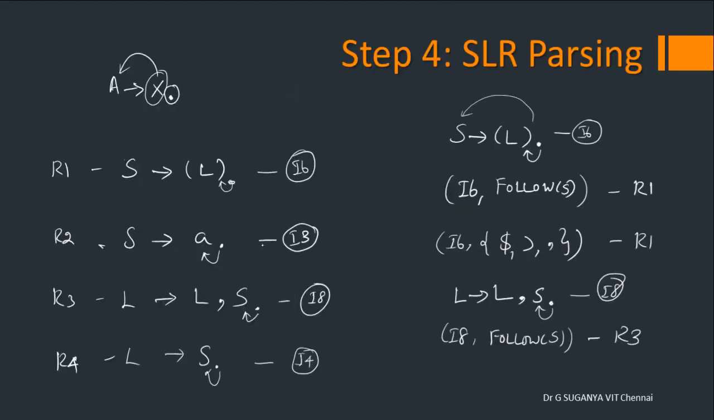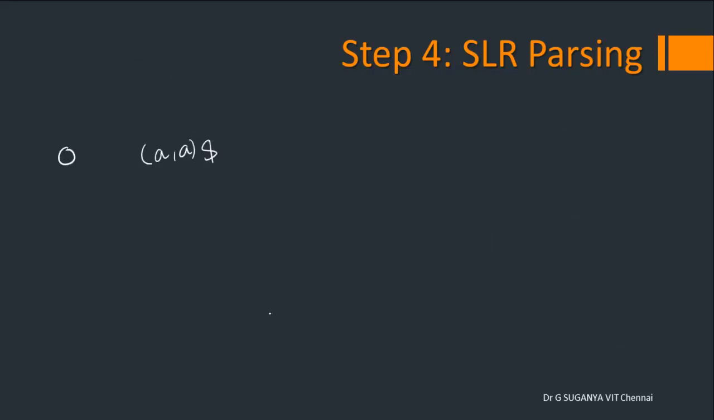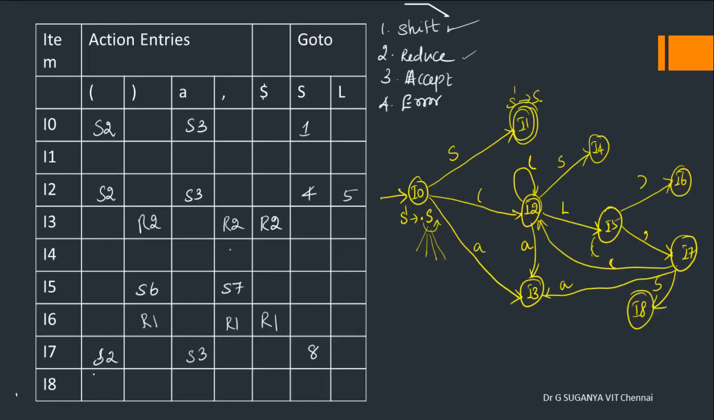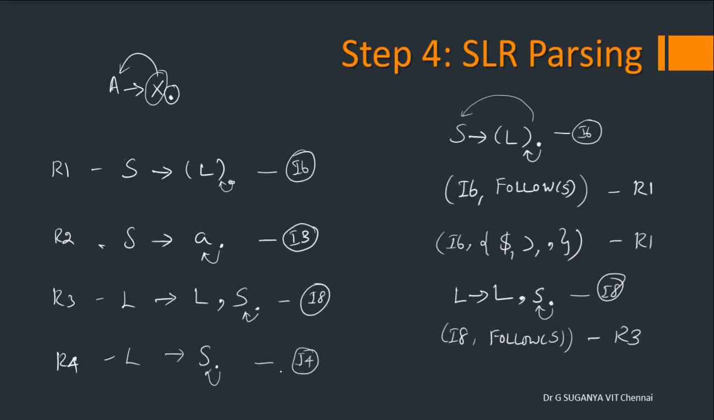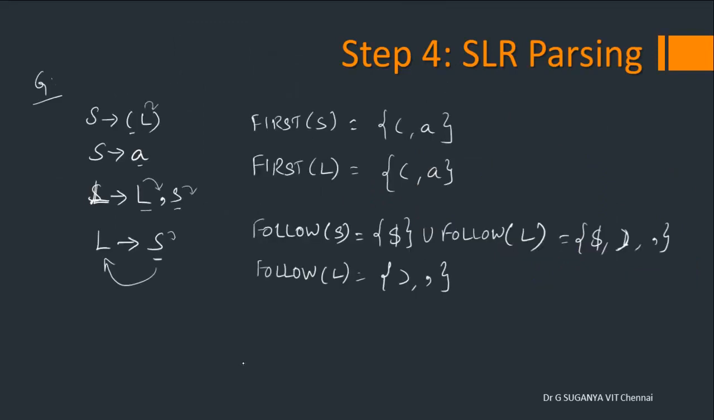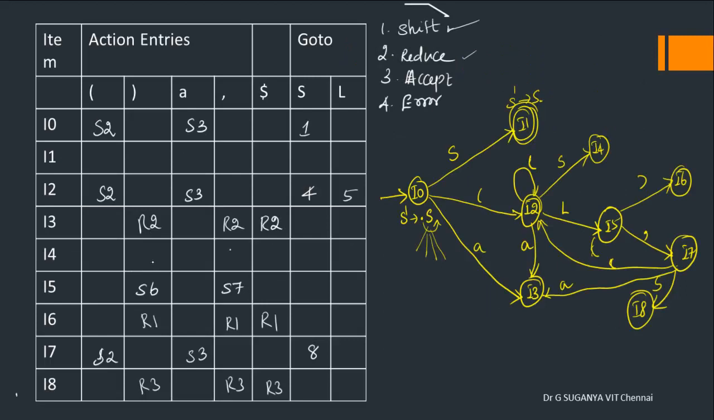Now comes the third rule. It is in I8. So I8, follow of S, because it is a non-terminal directly. So that is R3. So I8, here it is R3. Similarly, we have L gives S dot in I4, follow of S, we have to add rule number 4. I4, follow of S, we have to add rule number 4.